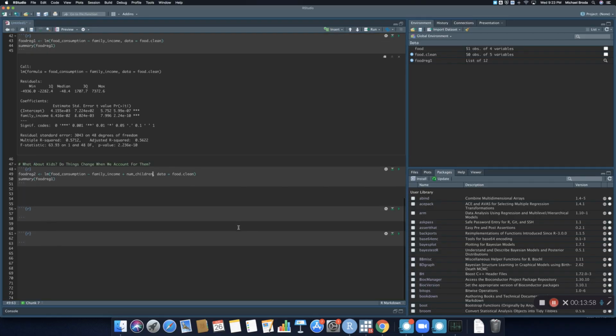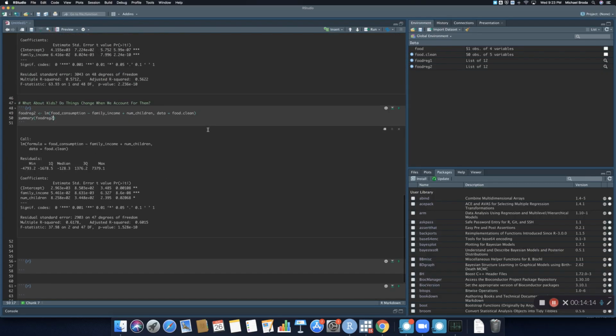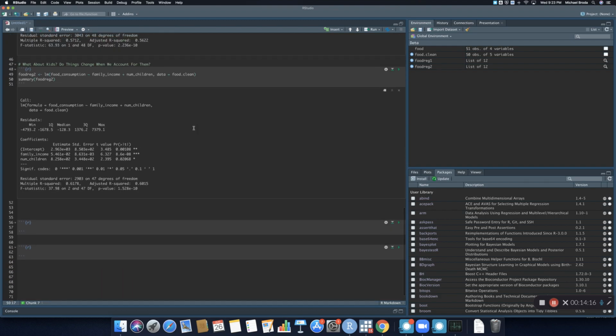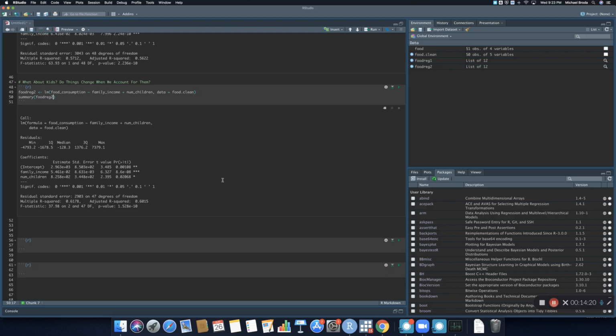So now I have two predictors. This is a multiple linear regression. And again, my data are still food.clean. And then I just need to change this summary from foodreg1 to foodreg2, so I get my updated summary here. And I can run this, and voila. I'm always amazed how fast software runs regression, because it's doing so much, and it just kind of crunches right through. Kind of fun. Okay, so here's our new model.